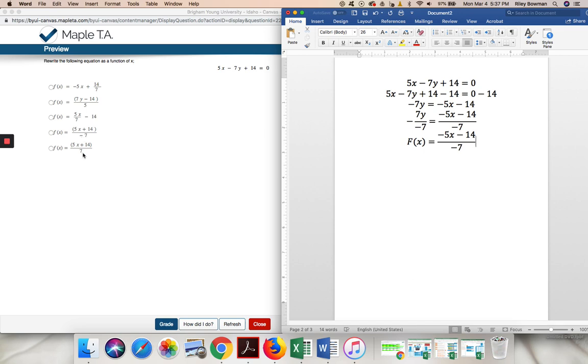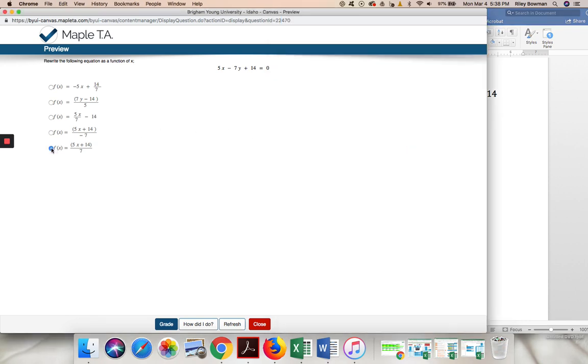Now the last one, you'll notice it's all positive. Some of you might be tempted to pick this one because at least it has a negative on the bottom. Now let's come over here. Remember when I had it separated into negative 5x over negative 7 and negative 14 over negative 7? Those negatives can divide out. So I could divide those all by a negative 1, and I would have the exact same thing as negative 5x minus 14 divided by negative 7, because I can multiply the whole thing by negative 1. So this one is the correct answer.